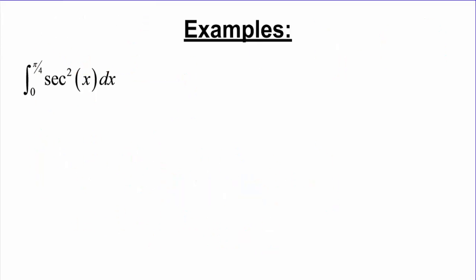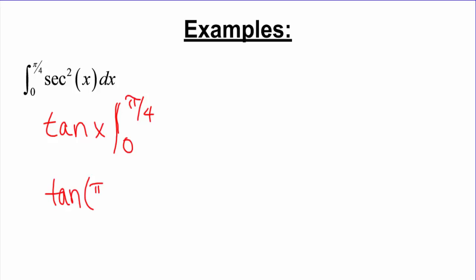What is the antiderivative of secant squared? Tangent, yep. So the antiderivative of secant squared of x is tangent. Since we know that, now all we have to do is write tangent of x evaluated from 0 to pi over 4, which is tangent of pi over 4 minus tangent of 0. And you totally can stop right there. You don't even have to figure out what those numbers are.